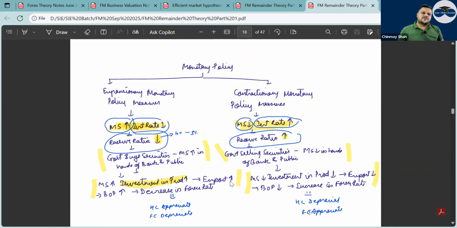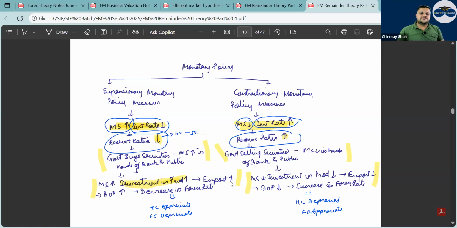Monetary policy has expansionary and contractionary types. Expansionary monetary policy measures mean money supply will go up and interest rate will go down. When the interest rate goes down, people will borrow more, so there is more money supply in the market. The reserve ratio is how much a bank has to keep with the RBI. If the reserve ratio is very high, there will be little money with the bank. But if the reserve ratio is low, there will be a lot of money with the bank. Hence, if you want higher money supply in the market, the reserve ratio has to be low.